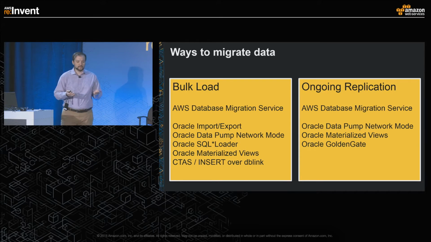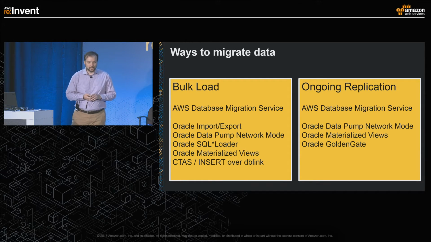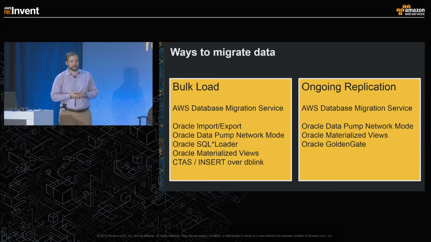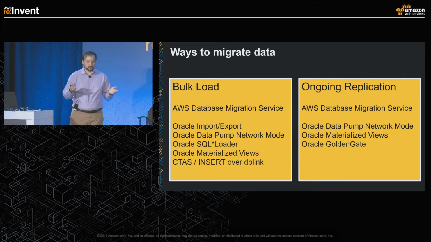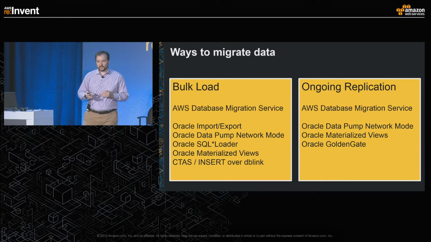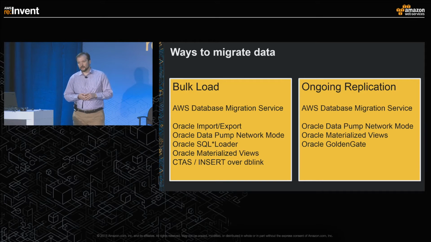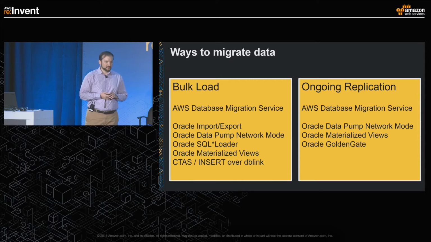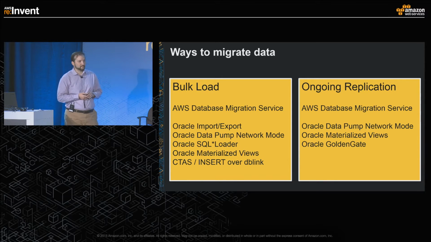So for bulk loads, you can choose the standard Oracle tools: import, export, Data Pump, SQL*Loader, materialized views. You can also do create table as and inserts over database links. For ongoing replication, you also have options, including Data Pump and materialized views, as well as GoldenGate. Amazon RDS for Oracle supports GoldenGate as source and target.